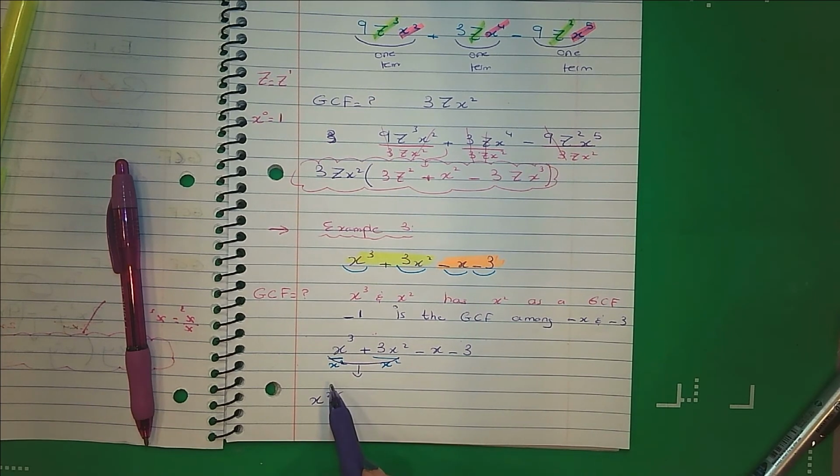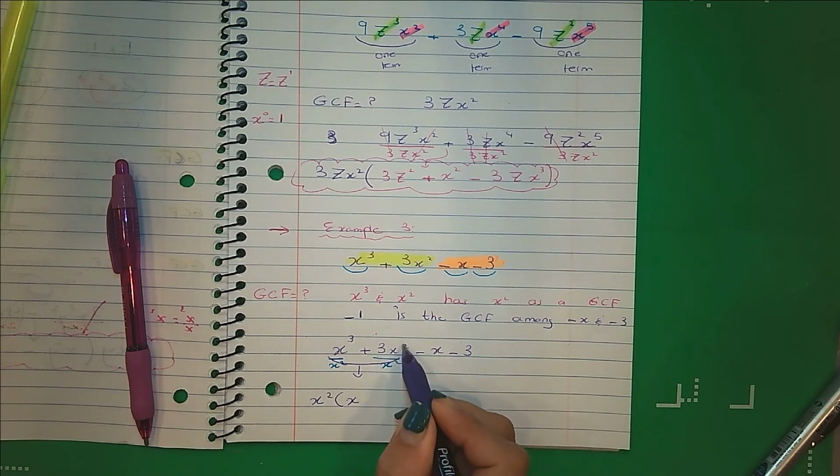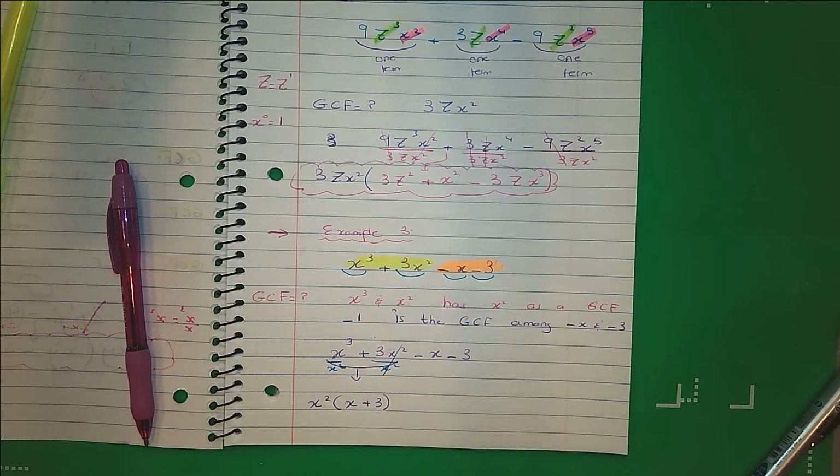X cubed over x squared is x, because we subtract the exponents since it's division. And then x squared over x squared crosses out, and we have plus 3 left.